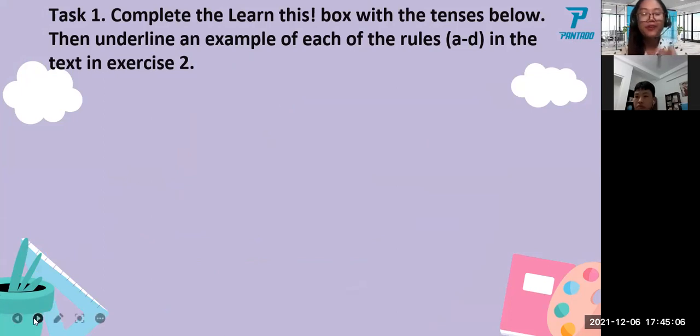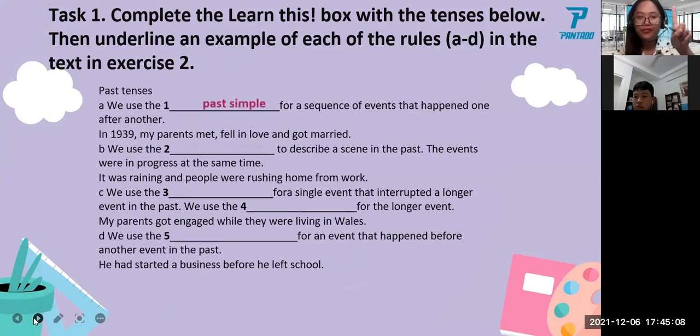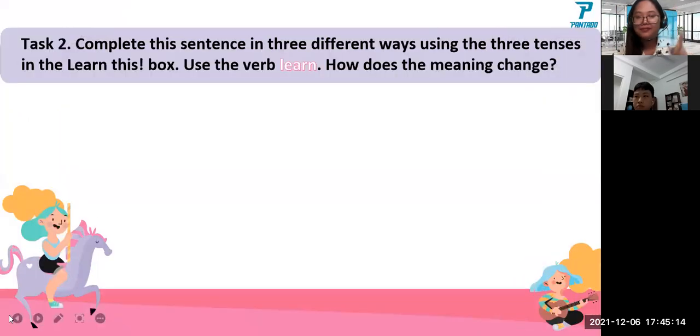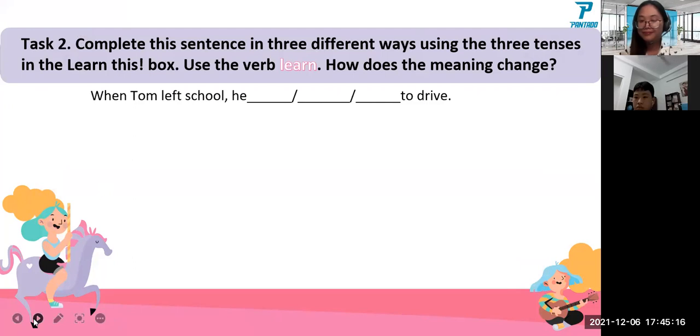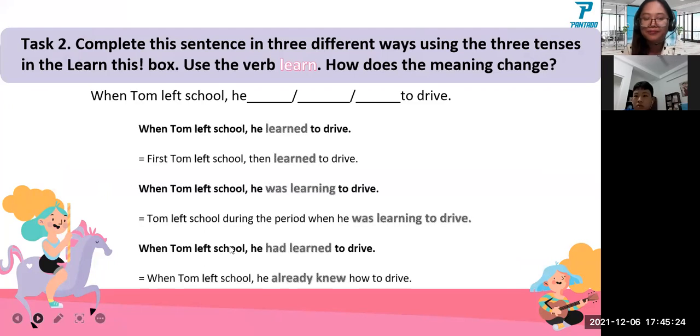Now, can you please give me one sentence using past perfect? When I played in the park, it had already rained. Oh, okay. Very good, Koa.